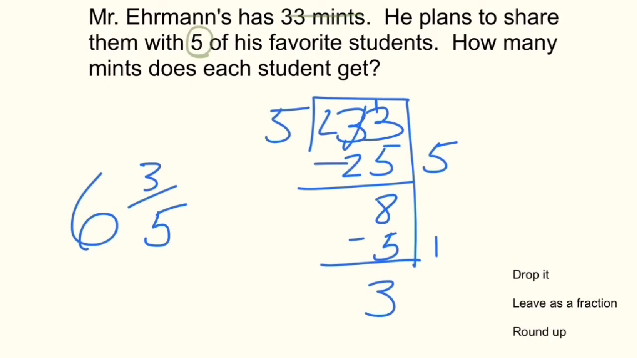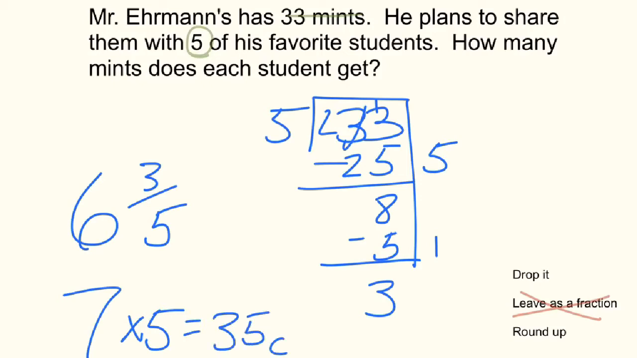If we leave it as a fraction, a mint really is not a candy or something that I can break up. So I'm not going to leave it as a fraction. If I round up, that would mean each student would get 7 pieces of candy. And if I do 7 times the 5 students, that's 35 pieces of candy.